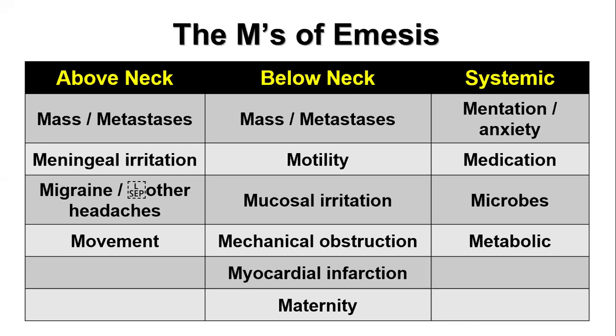Below the neck, again, masses or metastasis may lead to emesis. Motility related: decreased gut motility can sometimes lead to nausea and vomiting. Mucosal irritation, obstruction, MI, maternity. Systemic is either mentation related or anxiety related, systemic medication, any infection, especially gastroenteritis, and metabolic causes, which can again lead to a lot of nausea.